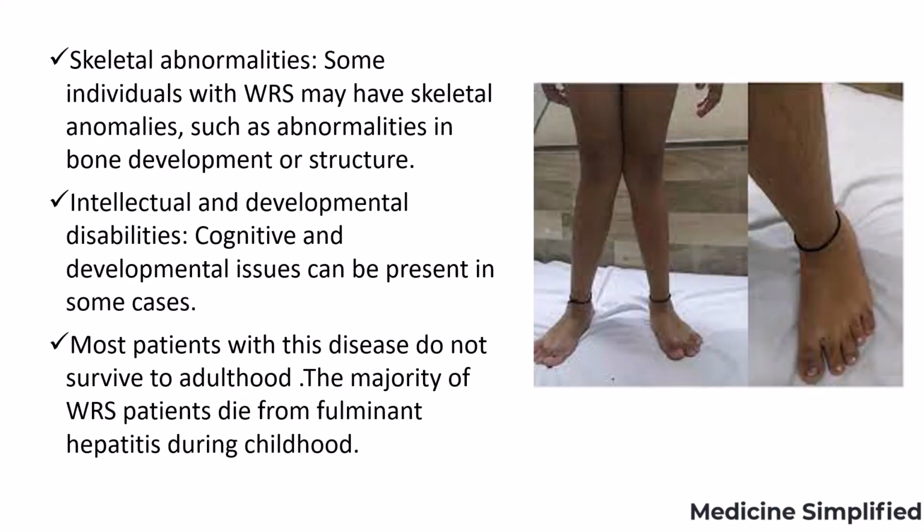Skeletal abnormalities. Some individuals with WRS may have skeletal abnormalities, and we can see delay in bone development. Intellectual and developmental disabilities. Cognitive and developmental issues can be present in some cases. Most patients with this disease do not survive to adulthood. Majority of WRS patients die from fulminant hepatitis during childhood.